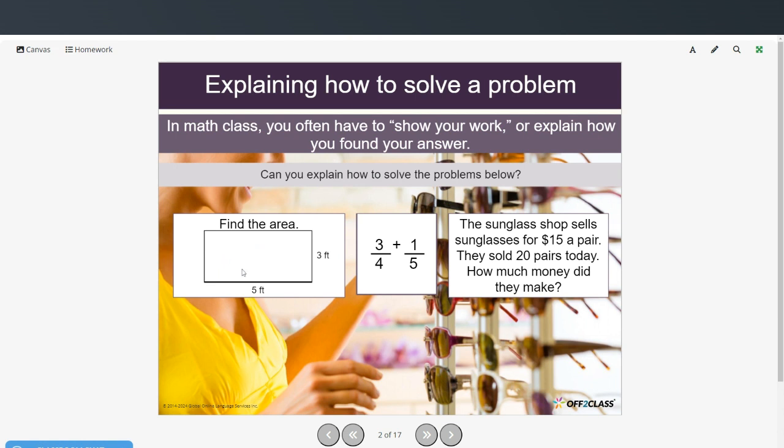So here, to find the area, you would have to multiply the length times the width, or 5 feet times 3 feet would give you 15 square feet.